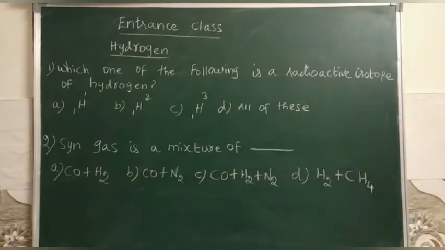So symbols are given in the options. So among these 3 isotopes, the rare isotope is tritium. So tritium symbol H13 or T13. So 1 is the atomic number in the subscript and the superscript 3 is the mass number. Okay. So which option is correct for the first question? Option C. Option C is tritium. Tritium is a radioactive isotope of hydrogen.